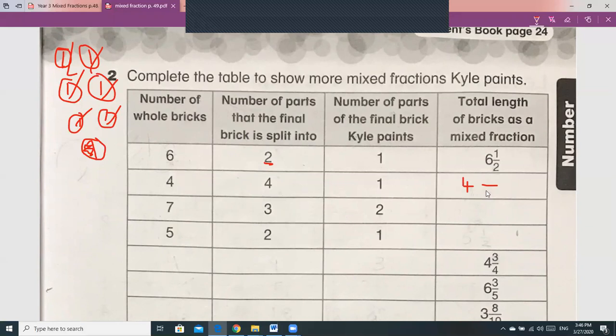This is the total number that I'm going to write down: 4. He paints how many from the 4? 1. So this fraction is what? 4 and a quarter. 4 and a quarter.